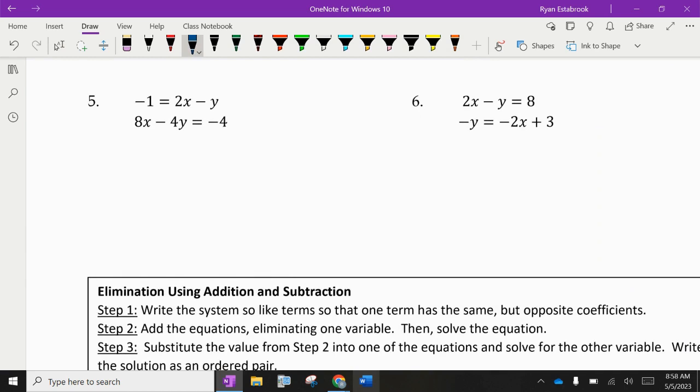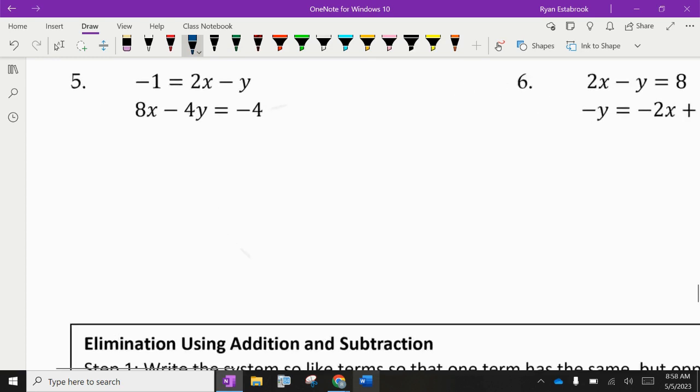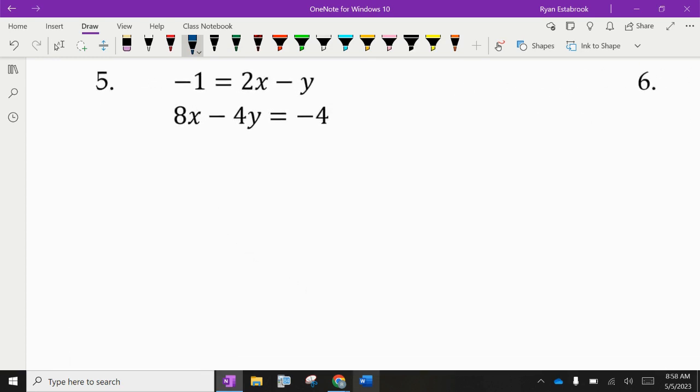And we don't always solve for y. It's just kind of been that way so far. In number 5, we have to ask ourselves, which one of these variables should we solve for and which one of the equations? Which one is closest to being all by itself?